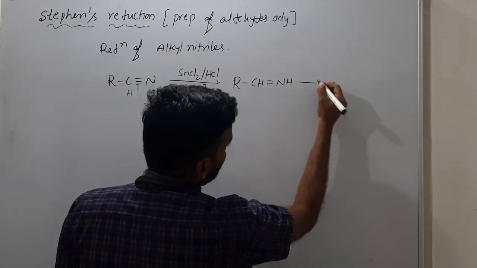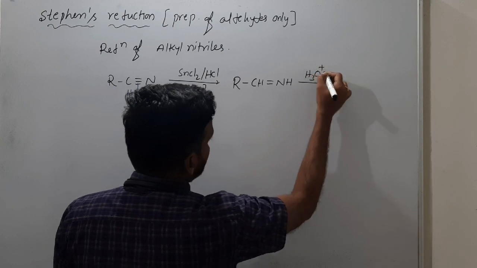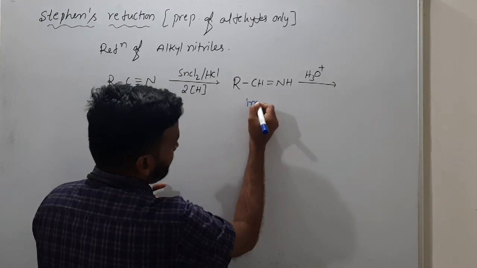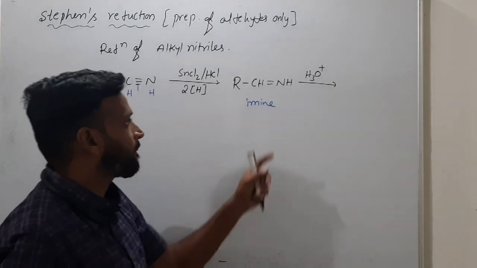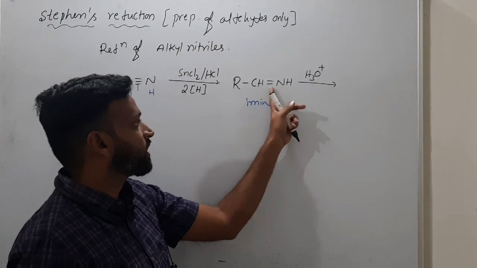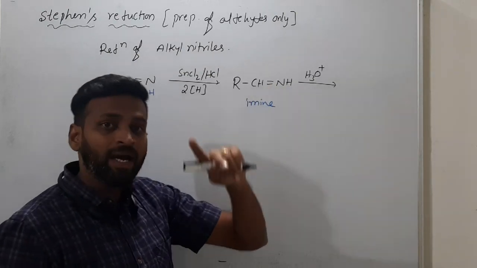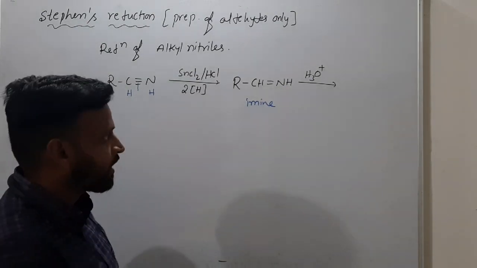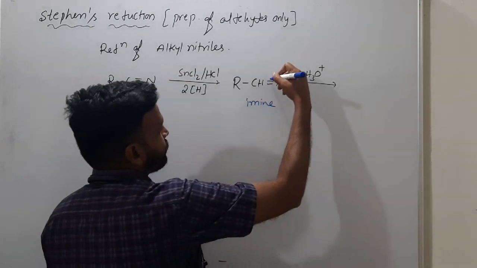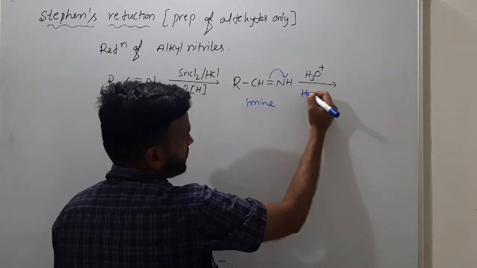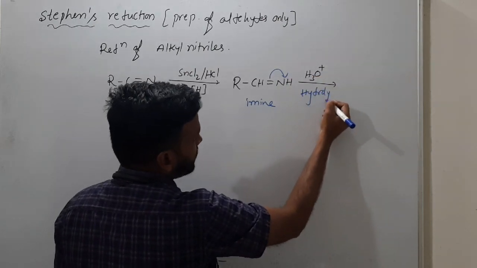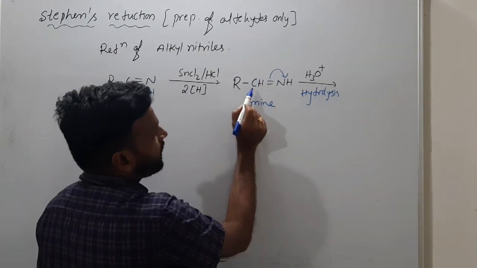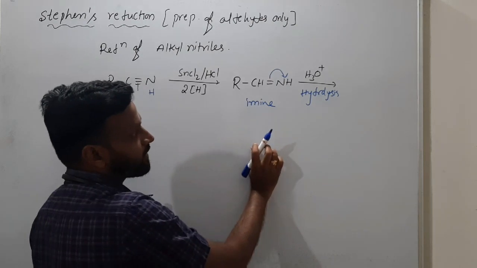So now hydrolysis. Hydrolysis means H3O plus. So this is actually called imine. What is this? Imine. Amine means single bond NH2. Double bond NH is imine actually. So what happens? This will migrate over here. This is actually hydrolysis, first reduction and followed by hydrolysis. Hydrolysis means here OH and here H like that.